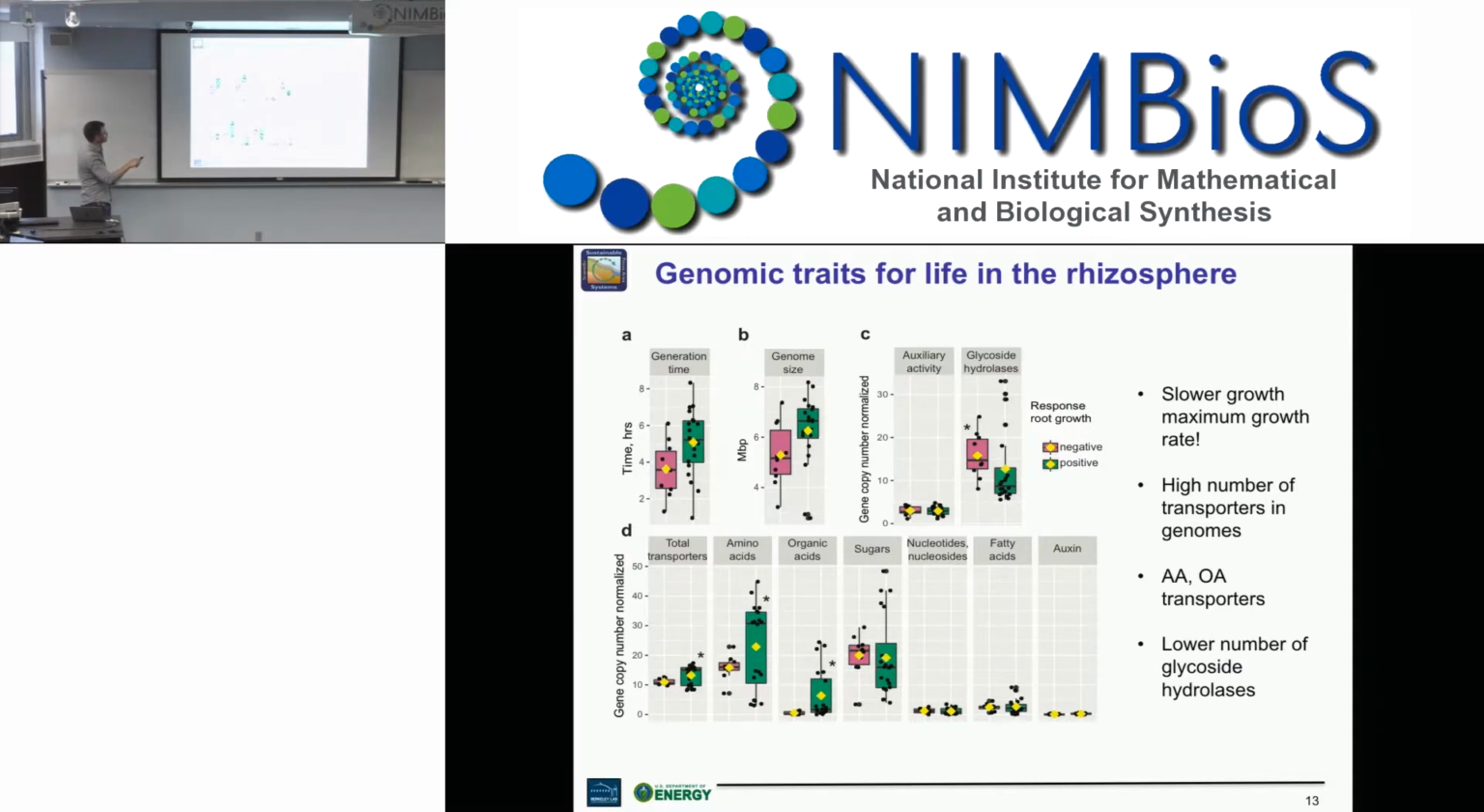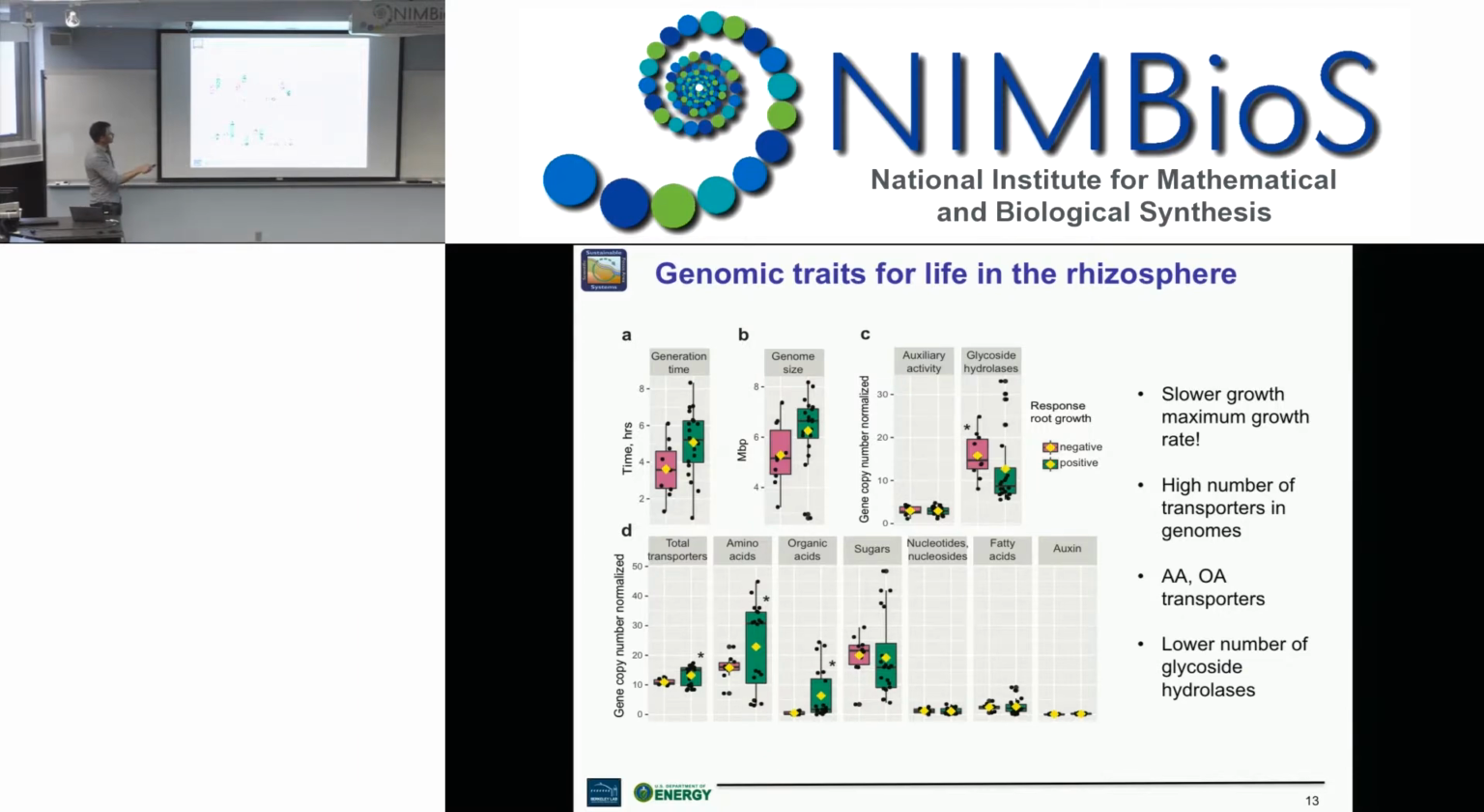They've also got bigger genomes. The positive responders to plant roots invest less of their genome in glycoside hydrolases for depolymerizing. So the ones that live in the bulk soil seem to do more of that, or have the potential to do more of that. But when we look at transporters, the positive responders, for total transporters, amino acid, and organic acid transporters, invest a significantly greater real estate in their genome for uptake of these monomers.